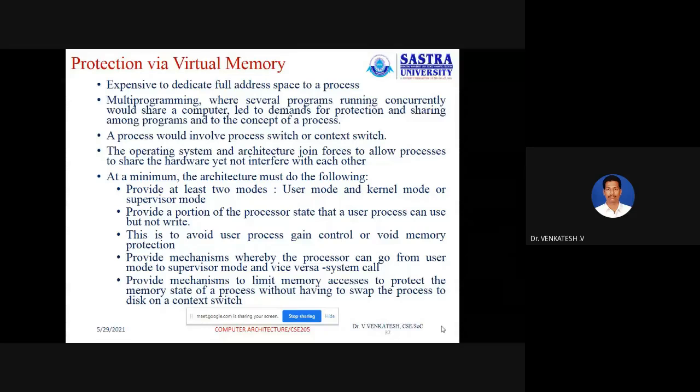The operating system as well as the architecture will take much care in order to protect that. At the minimum, the architecture has to follow some things. In that case, the architecture will provide at least two modes of operation: user mode, otherwise called less privileged mode, and kernel mode or supervisor mode.